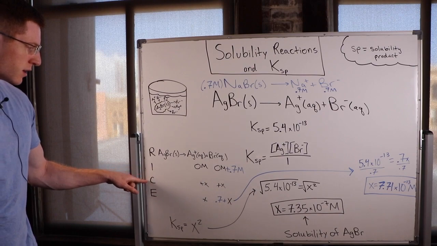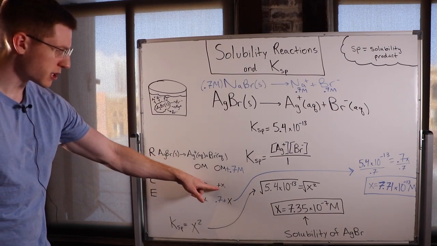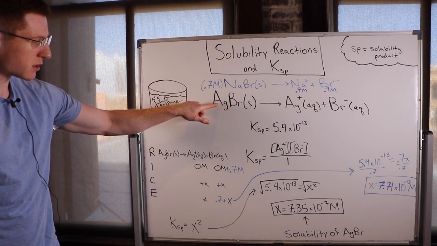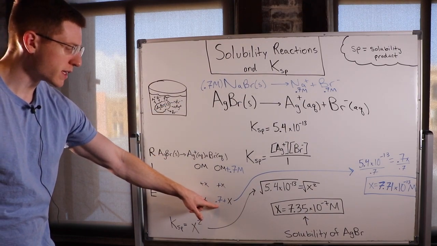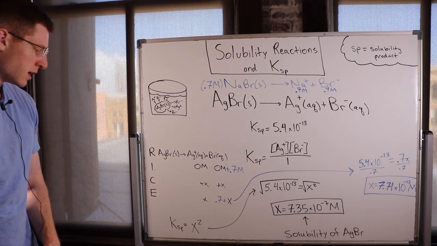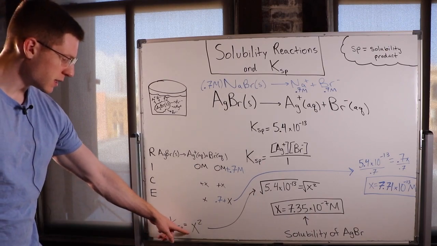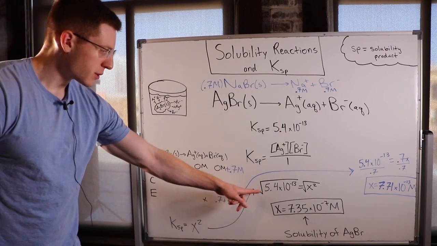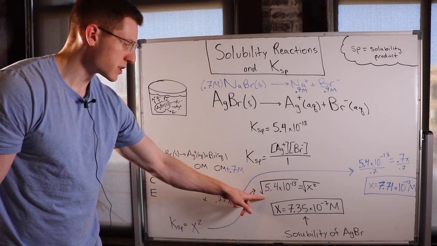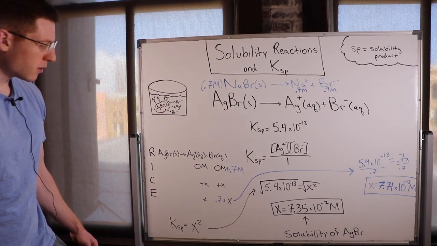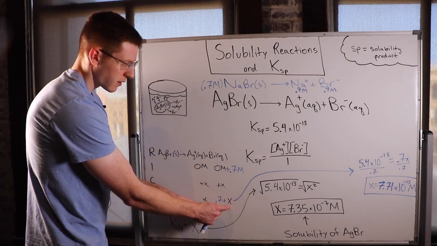For the change, we still have plus x and plus x for this reaction's RICE table. But now down here we're going to end up with x and then 0.7 plus x. So before, remember, we had KSP equal to x squared, and we were able to solve for the solubility of silver bromide simply by taking the square root of its KSP. But now we have this value here.